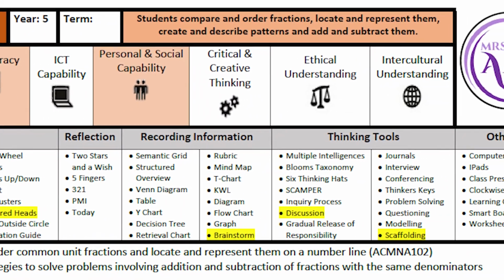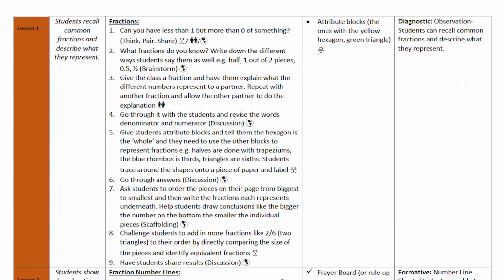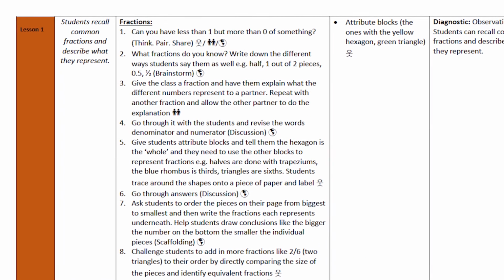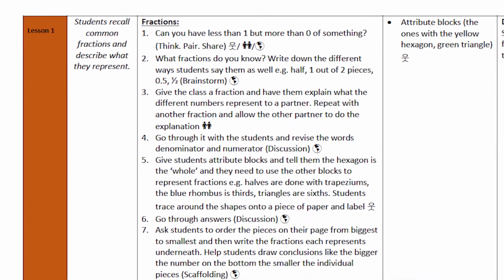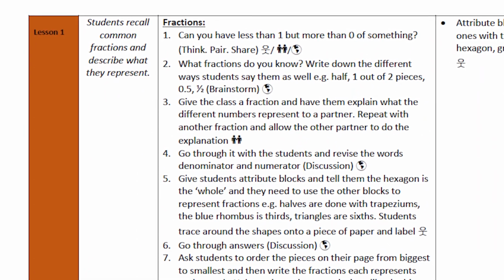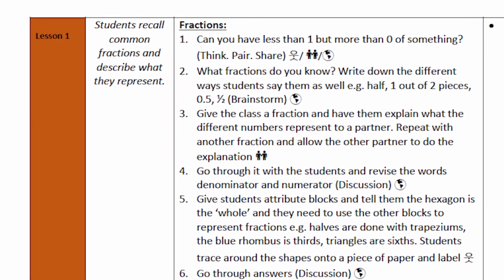So in the planner, you do start off with the lesson number down one side, then you have the focus of the lesson. So what is the main thing that the students are doing during that lesson or are going to get out of that lesson, and they can easily be turned into WILTs and WALTs and things like that.